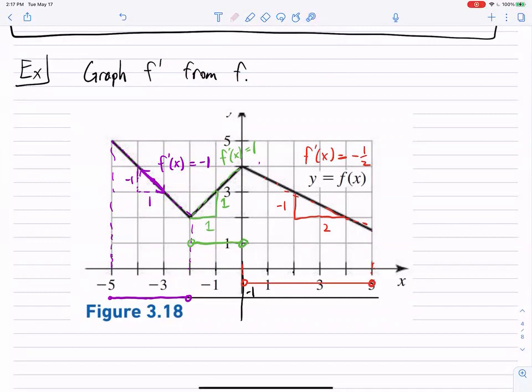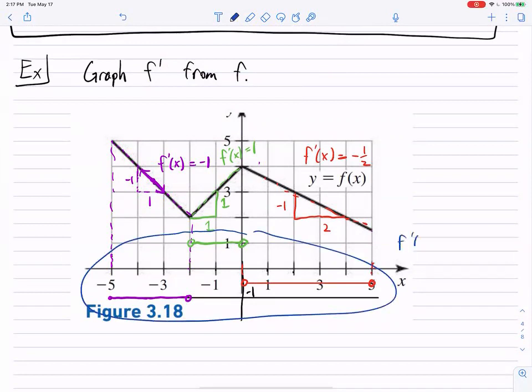And so this right here, that is f prime of x. F prime of x is that between -5 and -2, the slope of the original function was -1. So the value of this function is -1. This derivative is going to be -1. Between x equals -2 and 0, the slope was +1. So the value of the derivative function is +1.